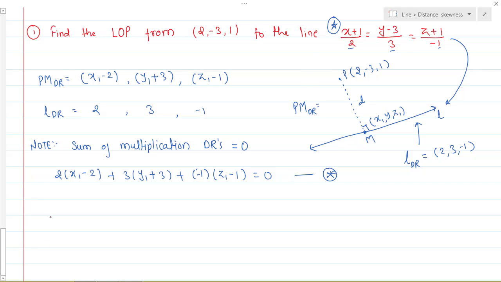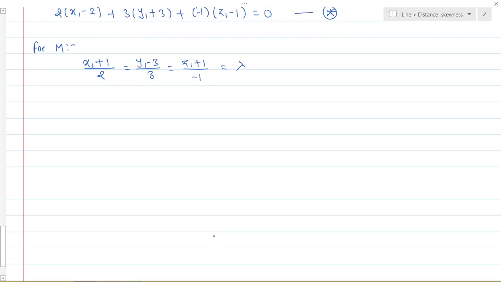Now let's see, we will substitute those coordinates. So x1 y1 z1, what will I be getting? For now, for the coordinate of point M we are solving here. As M is lying on the line, it should satisfy the equation of the line. So let's substitute: (x1 plus 1) by 2 equals (y1 minus 3) by 3 equals (z1 plus 1) by minus 1. It is equal to lambda. Of course, it is equal to some constant lambda.